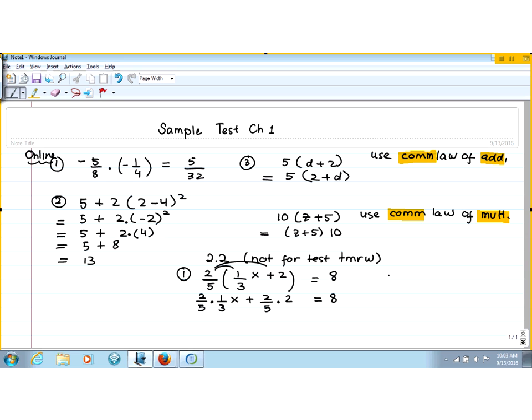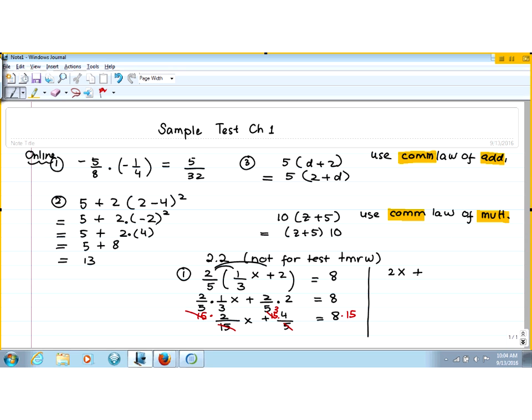Okay. Then what? Well, I have to multiply these first, right? What is this? 2 over 15x plus 4 over 5 is equal to 8. Okay, what is my LCD now? 15. So which one do I multiply by 15? Each term. Okay, so the 15 cancels. The 15 divided by 5 is 3.